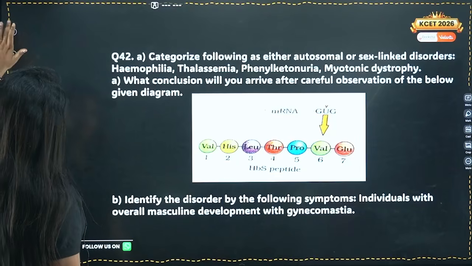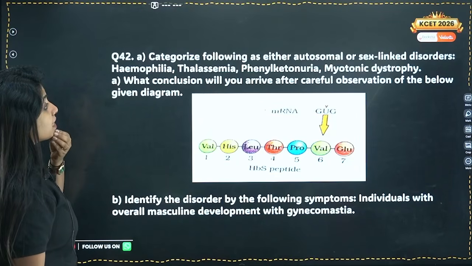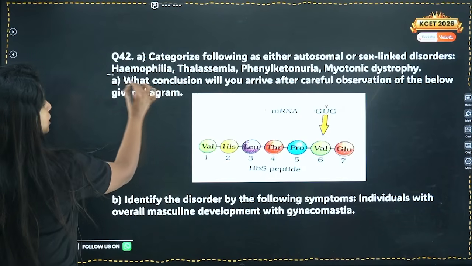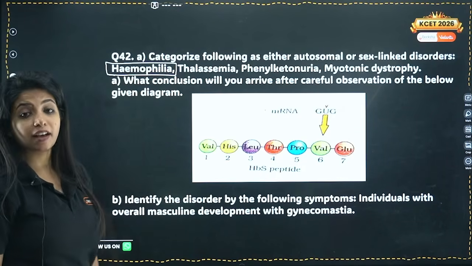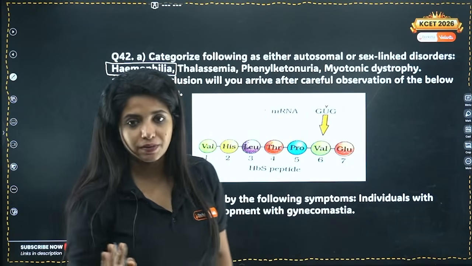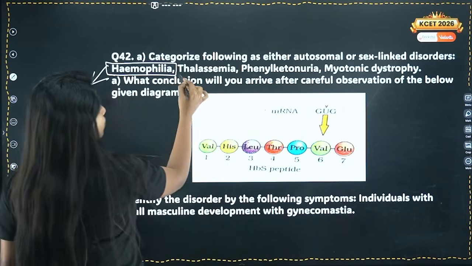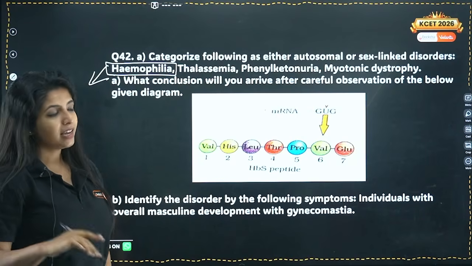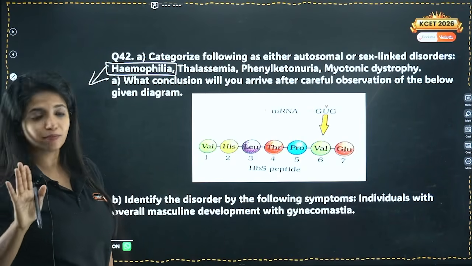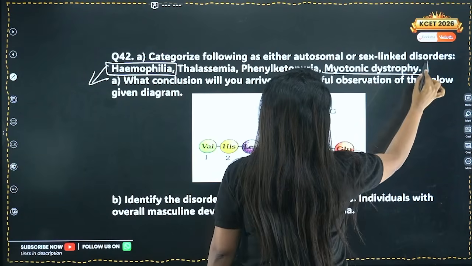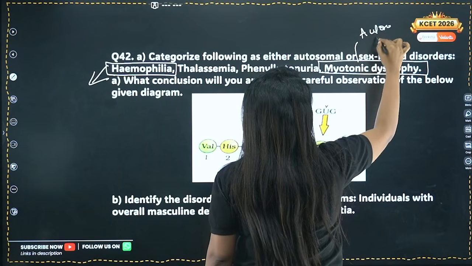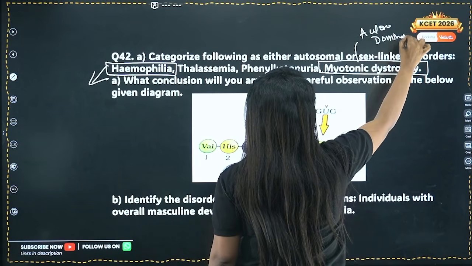Now categorize the following as either autosomal or sex-linked disorders. Hemophilia, my dear children. Hemophilia is a sex-linked recessive disorder. Under sex-linked, you do not have any dominant disorders. You just have recessive disorders. One is hemophilia, the other one is color blindness. Rest all of them are autosomal recessive disorders, except myotonic dystrophy. Myotonic dystrophy is the only example of autosomal dominant disorder in our NCERT, and it is not written.